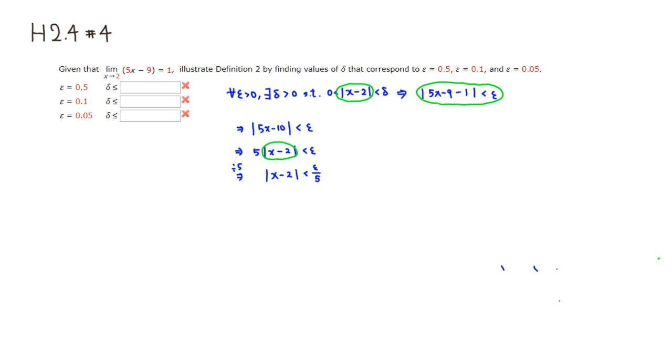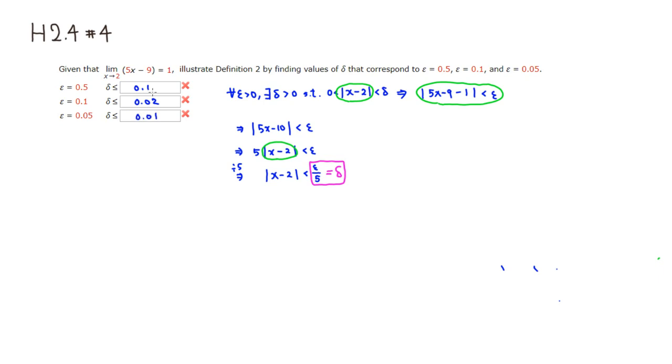Now we have a formula here. We're going to let delta equal this, epsilon over 5. So the correct delta value can be found by simply dividing by 5. Which means that if epsilon is 0.5, then divide by 5, so delta is 0.1. If it's 0.1, divide by 5, delta is 0.02. If it's 0.05, then divide by 5, delta is 0.01.